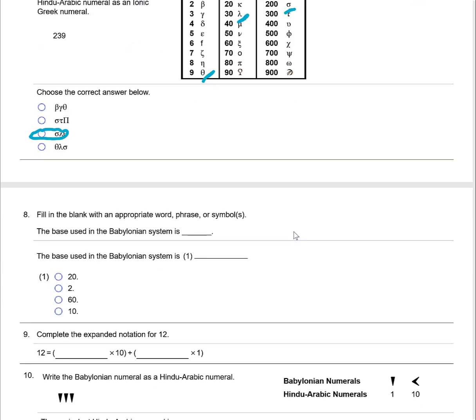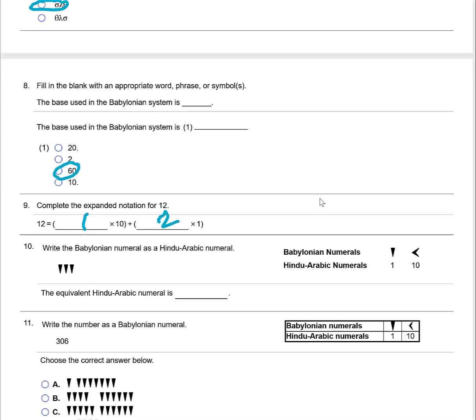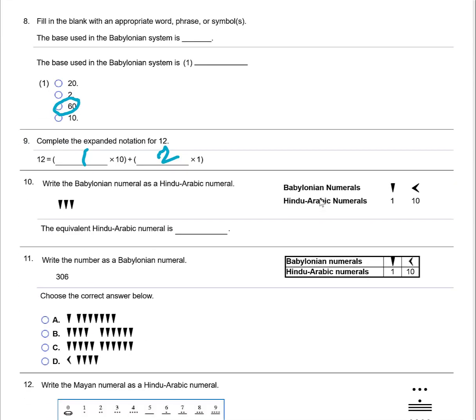Fill in the blank with the appropriate word or phrase. The base used in the Babylonian system is what? In that system, the base is 60. And then we're going to write this number in the expanded form, and the number is simply 12. So we see here we've got 1 times 10, and then we've got 2 times 1. Now for the Babylonian numeral, we only have 1 grouping of symbols here, so that's going to be the single digits, the little daggers, and that's simply going to be a 3.